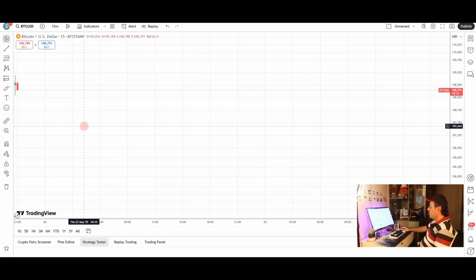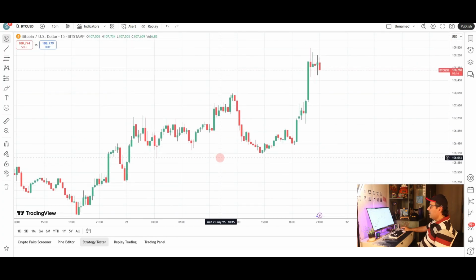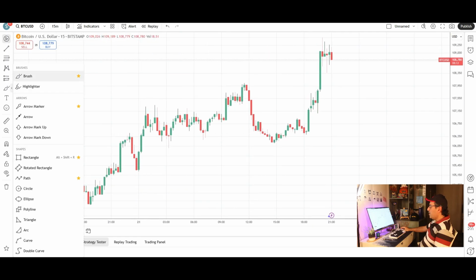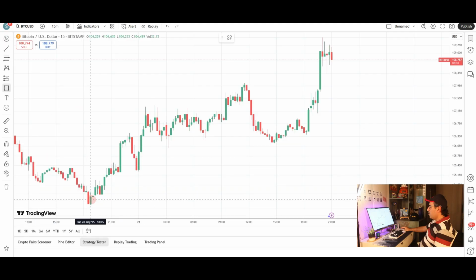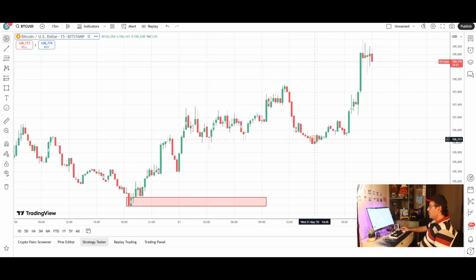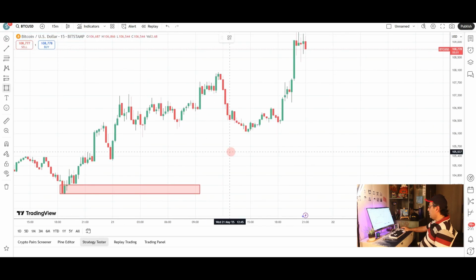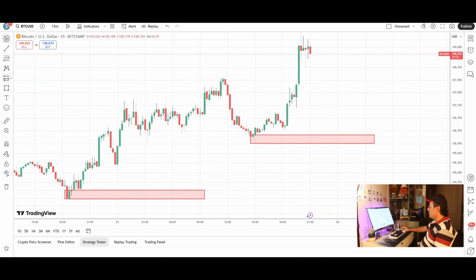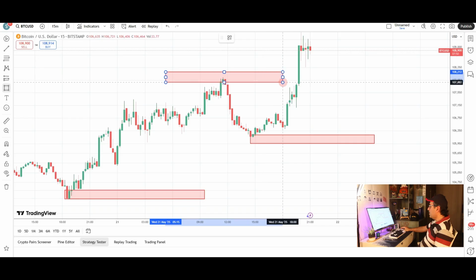On to the real-time charts. This is BTC USD. Now, if you watch the video carefully, this is your support area. And this is also your support area right over here. This is the resistance area, the blue box.